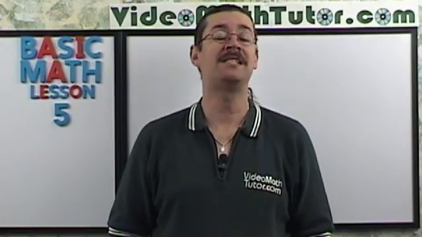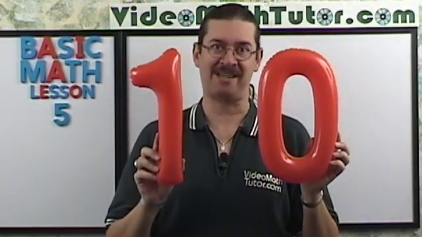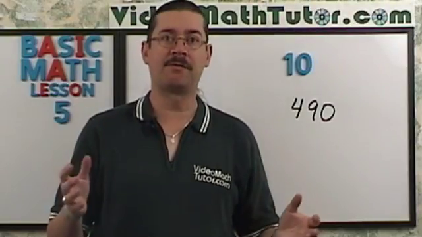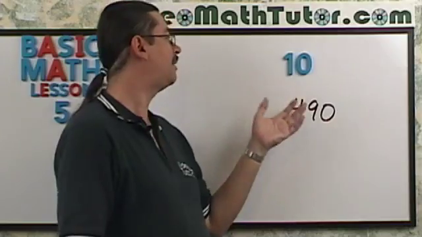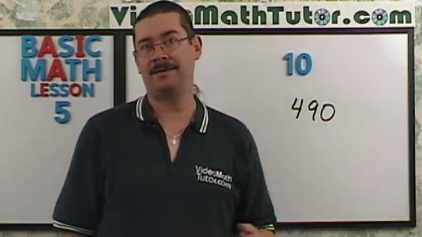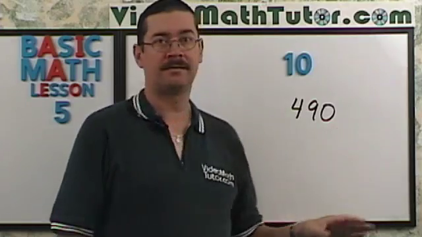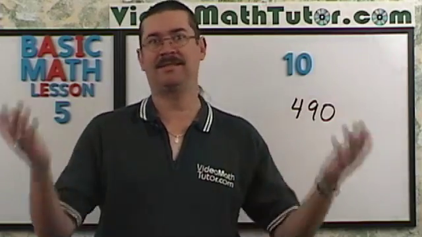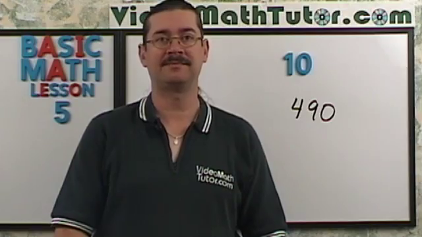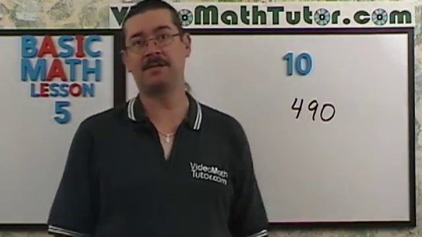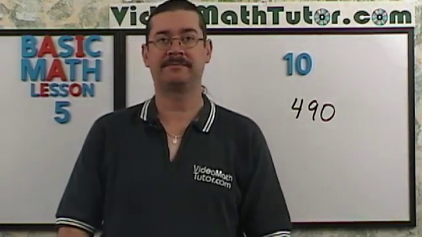And finally, we want the divisibility rule for 10. Probably the easiest rule for us is the divisibility rule for 10. And that is as follows. If the last number is 0, 10 will go into it. It's the easiest one to remember. So 490 is divisible by 10 because it ends with a 0.